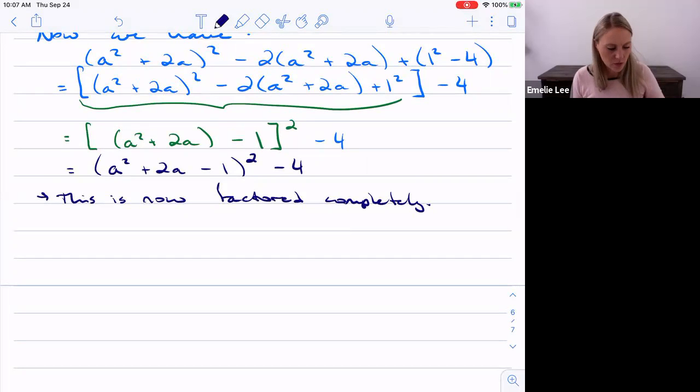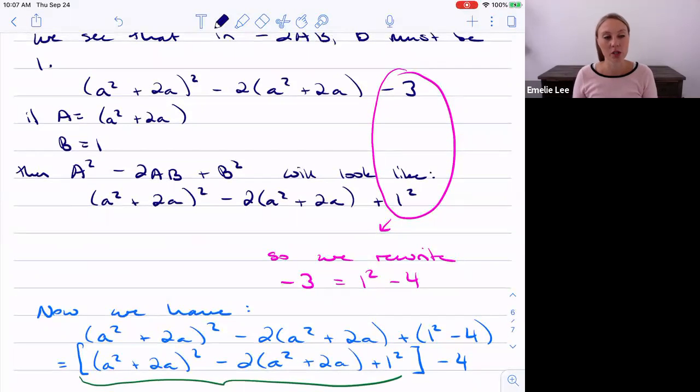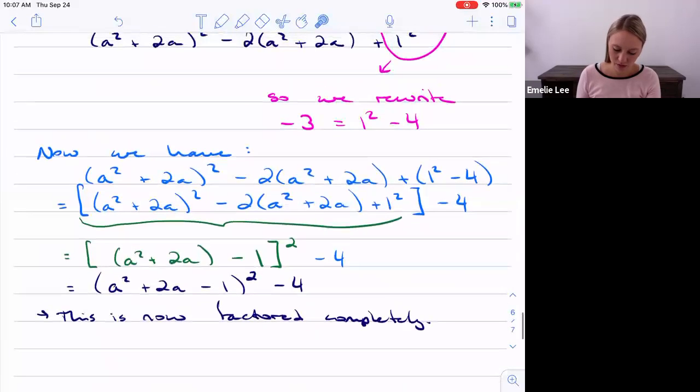So that's a trick that you want to keep in mind. Even if it doesn't look like a perfect square right from the get-go, if you can manipulate it to look like a perfect square, if you can rewrite -3 to help you get to that perfect square, then that's good, because then you'll be able to use the special factoring formulas to factor this into something nice and compact.